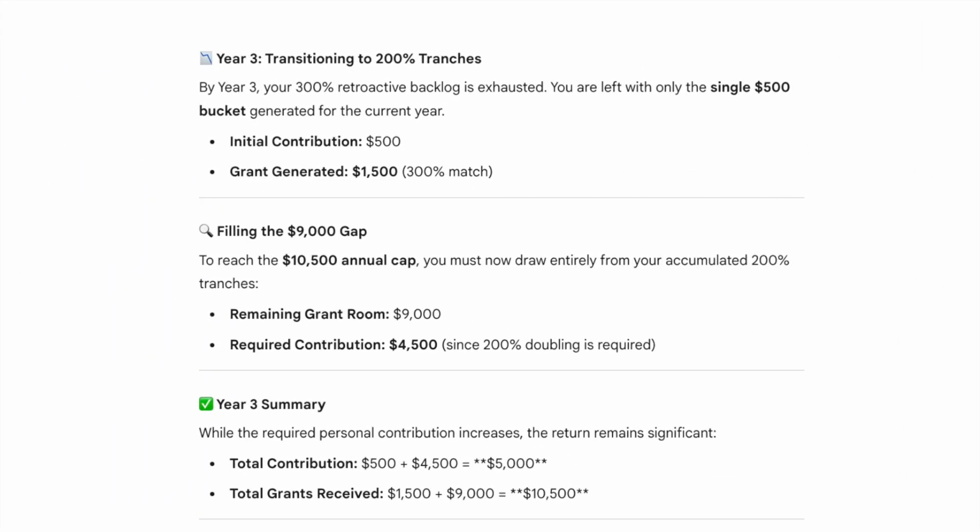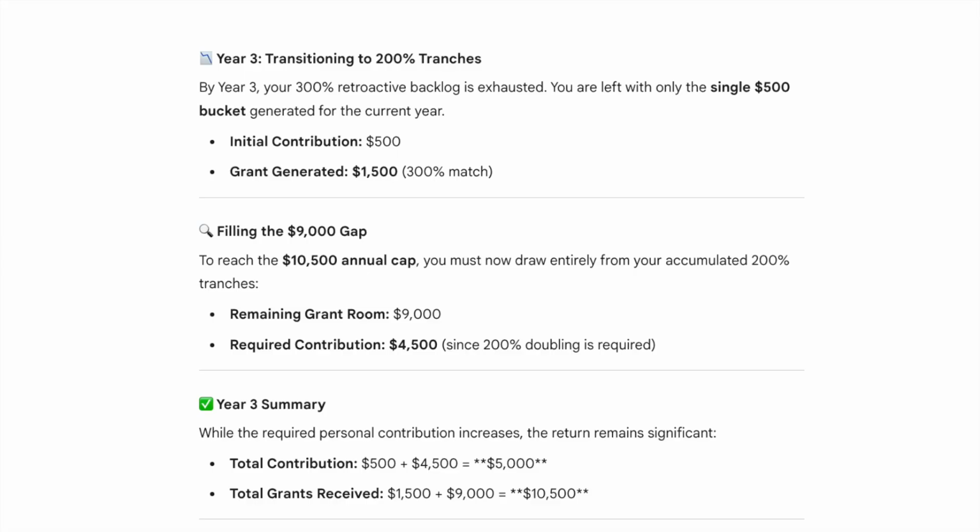Moving on to year 3, you have 0 300% tranches left in your backlog, meaning you only have the single $500 bucket that was generated for the new current year, which gives a $1,500 grant. After using that $500 to get the first $1,500 grant, you still have $9,000 of room left before hitting the $10,500 annual cap. Since this $9,000 must now come entirely from 200% tranches, you must contribute $4,500 to get $9,000 from the government.